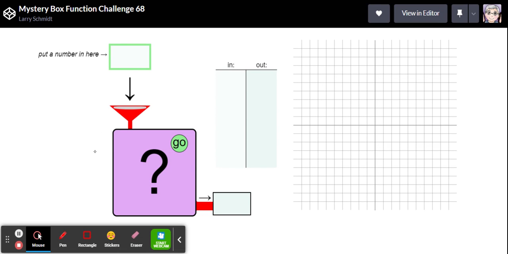In the purple box there is some mystery math and your challenge is to figure out what that math is. You can pause this video right now, go to the link in the description and get to this page where you can put in as many numbers as you like in the top, see how they come out transformed at the bottom, and use that information to determine what's inside this mystery box. When you think you've got it, come on back, watch the rest of the video and see if you get what I get. All right, let us begin with a 0.